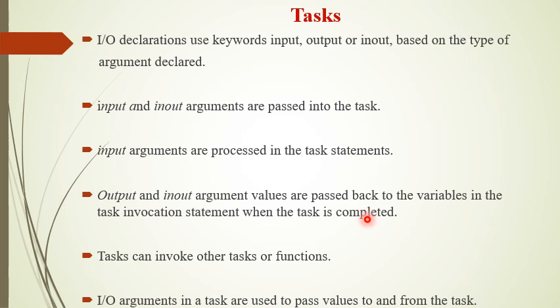These input arguments are processed and the results are passed back to the main module from where they are invoked through these output and inout arguments. Tasks can invoke other tasks or functions. We have already discussed this. IO arguments in a task are used to pass values to and from the task.